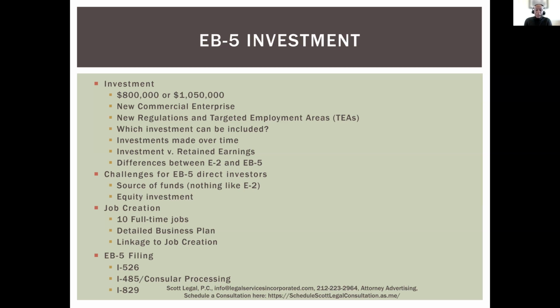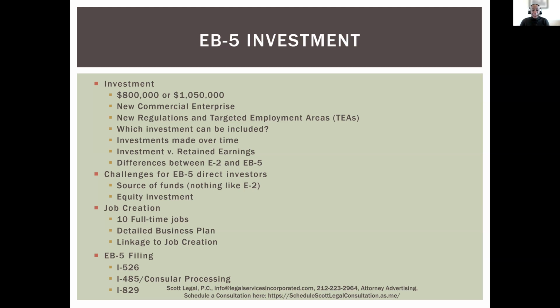But there are a lot of differences between E2 and EB5. The source of funds is different. E2 requires that you're a national of a treaty country. EB5 does not. But definitely we've done a lot of EB5s moving people to a green card. The one big issue with EB5s is they take a really long time to be adjudicated. So 4 to 5 years just for the I-526. And the I-526 is that first step.